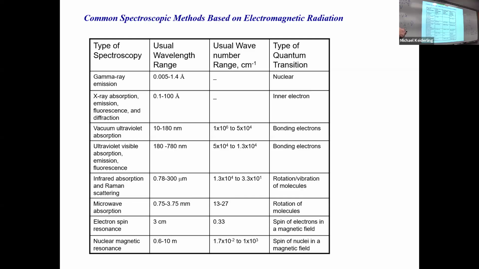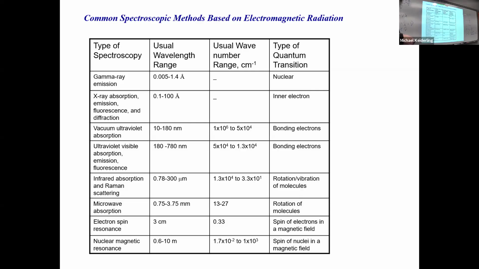For high ultraviolet, you use vacuum ultraviolet absorption. This is looking at bonding electrons, but at high energies, from about 10 to 180 nanometers. The reason it needs to be in a vacuum is because air absorbs those wavelengths. And then ultraviolet visible absorption, emission, and fluorescence from about 180 to 780 nanometers. This is also bonding electrons. Infrared absorption and Raman scattering from about 0.78 to 300 micrometers. This is the rotation and vibration of molecules.